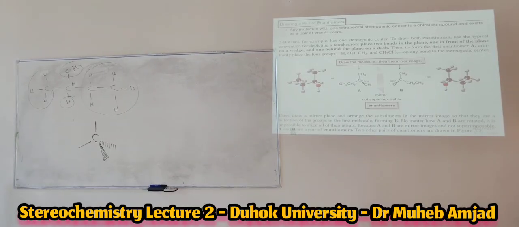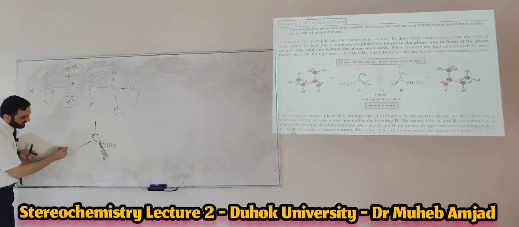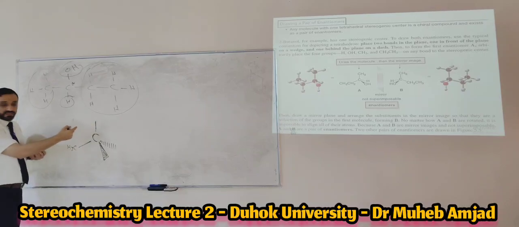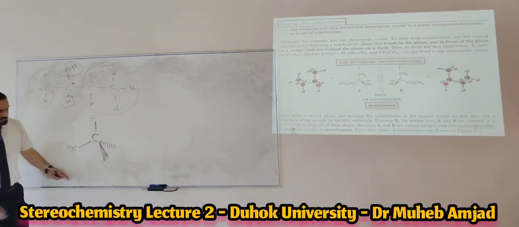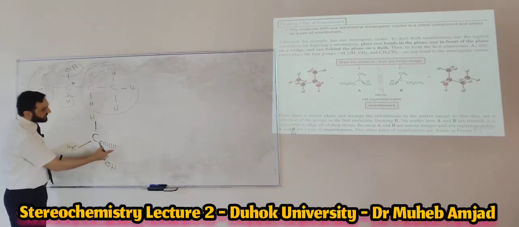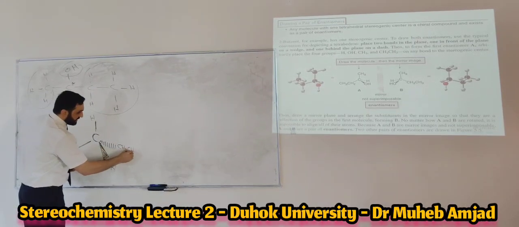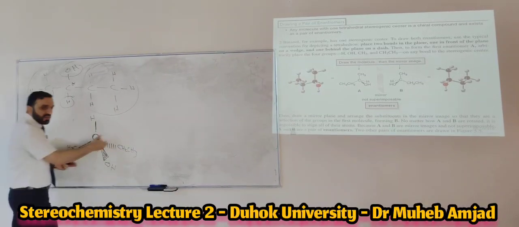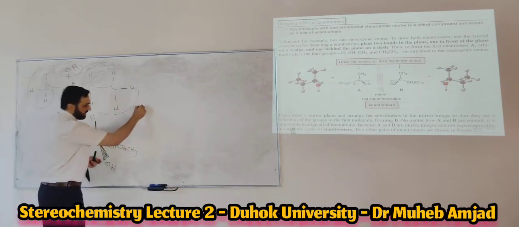Put them randomly as you want. Which group do you want here? Randomly. CH3. This? H. Not like the example. Okay. This? OH. And this must be CH2, CH3, okay? CH2, CH3. Now, I have to draw the mirror image for this compound. This is the first isomer, okay?